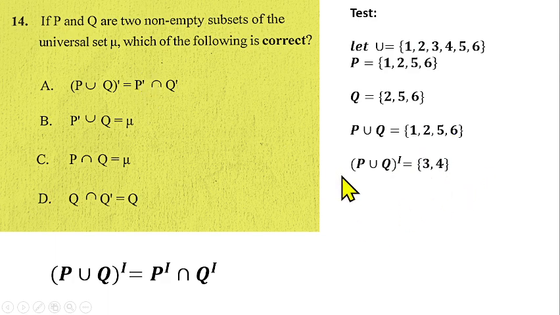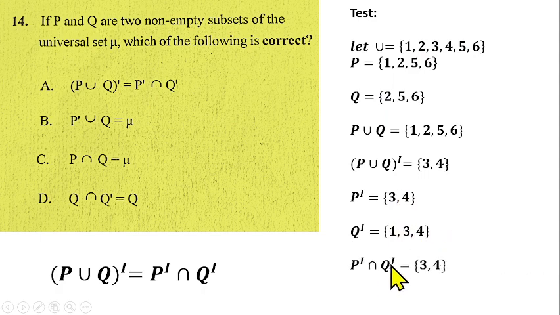Then you can now find P complement. If you find P complement, that will be the elements in here that are not in P. That will be 3 and 4. Then you can find Q complement as well. That should be the elements in the universal set that are not in Q. That will be 1, 3 and 4. You can now find P complement intersection Q complement, the elements that are common to this and this. That will be 3 and 4. So we can see that what we get here is the same as what we got here. So you can see that this is equal to this, therefore this is correct. Option A is correct for question number 14.